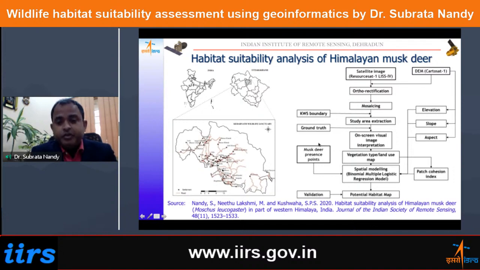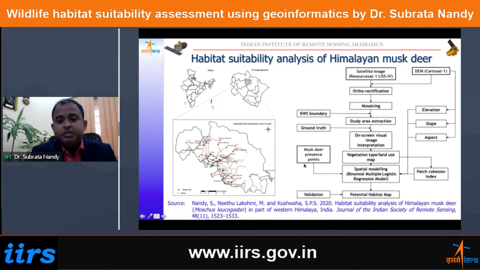or indirect evidences were found. And then the other variables considered were elevation, slope, and aspect, which were derived from the DEM, or digital elevation model. And then patch cohesion index, one of the parameters of landscape metrics, was also considered, and this was generated from the vegetation type land use map.